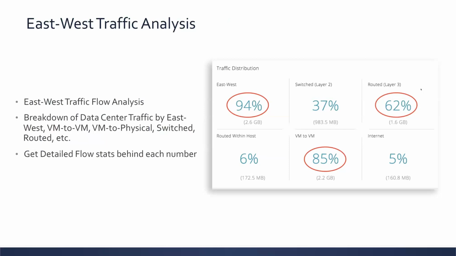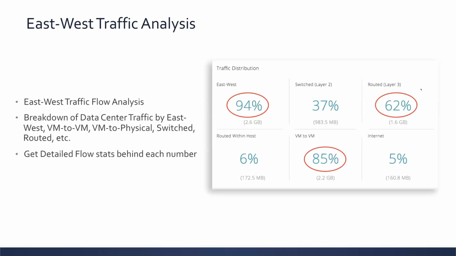Layer 2 switched, we have about 37%. That's a pretty good number, but it doesn't really help us. It lets us know that we have a lot of packets being switched, but it doesn't really help us. Routed. We see 62% of the traffic is being routed, meaning this is subnet to subnet communication. These devices are not on the same subnet, so it requires some type of layer 3 construct.